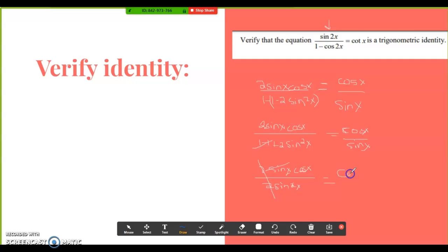And then I would have the left equaling the right. Cosine of x over sine of x. I am verified.